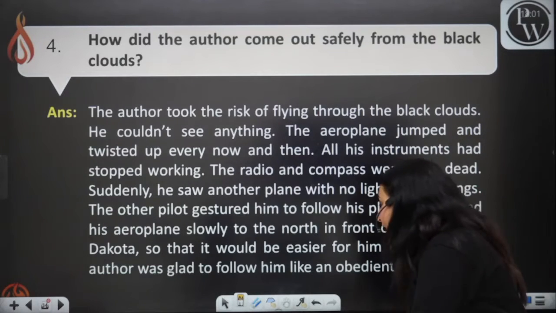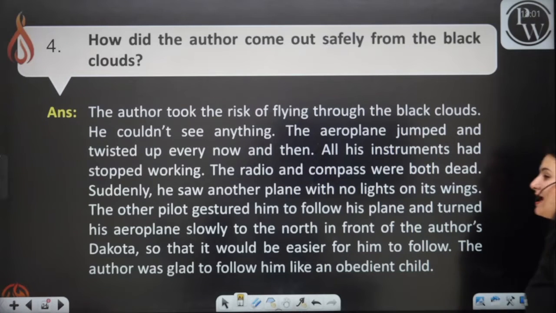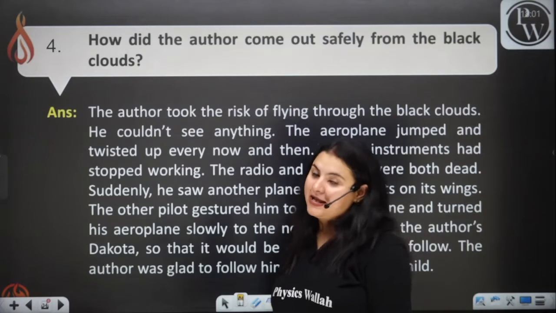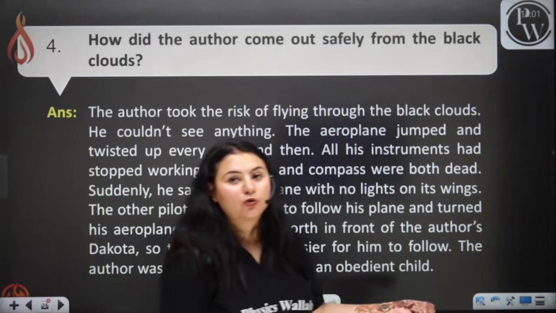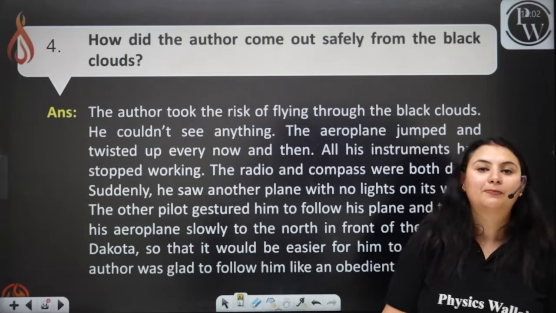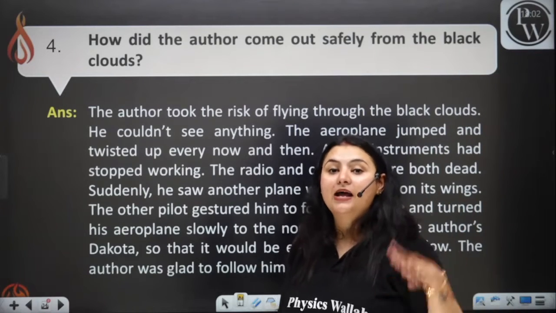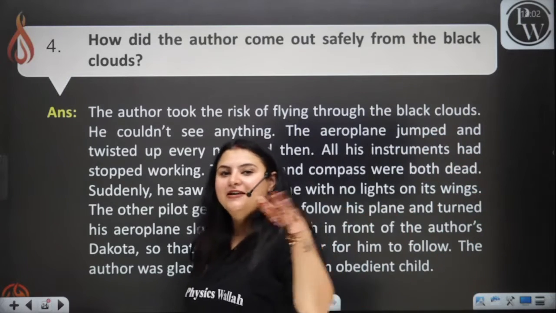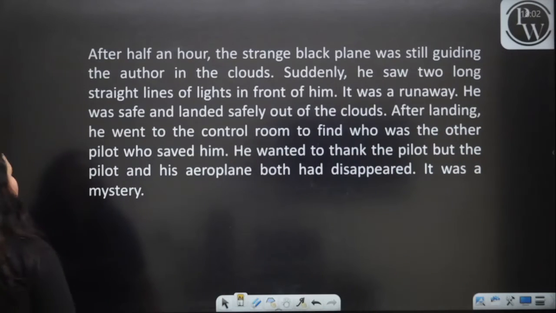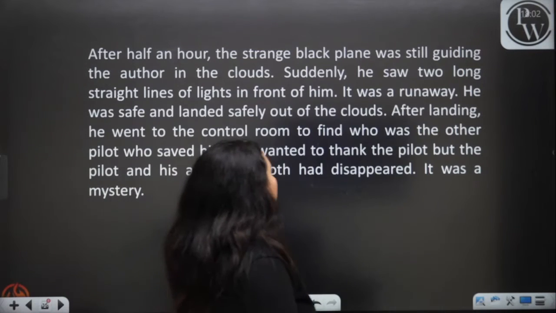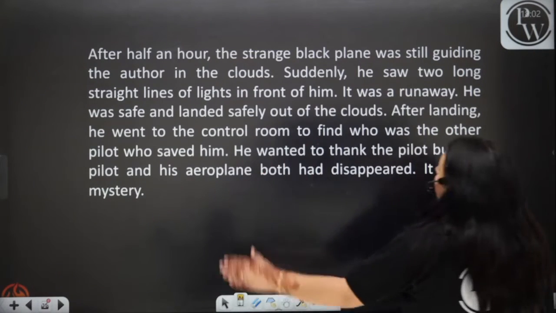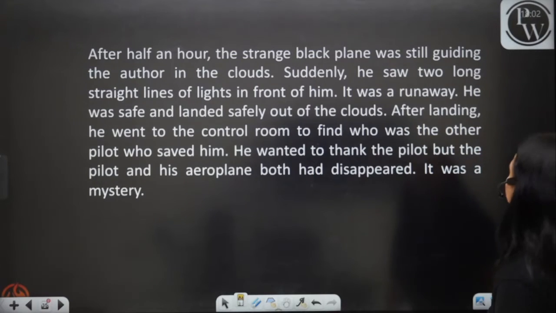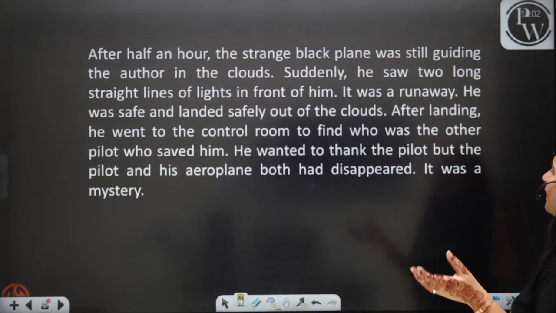The author was glad to follow him like an obedient child, as we learned in the last answer as well. When nothing worked out for him, when there were no instruments to support him, he saw another pilot helping him, telling him to follow so that he could show him the way. After half an hour, the strange black plane was still guiding. Suddenly, he saw 2 long straight lines of light in front of him. It was a runway. He was safe and landed safely.